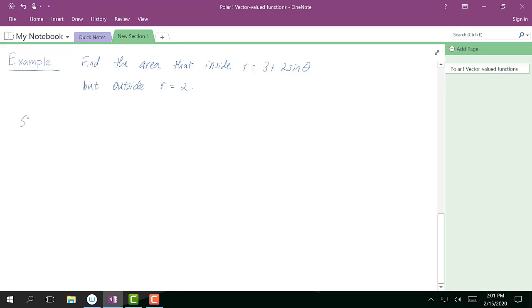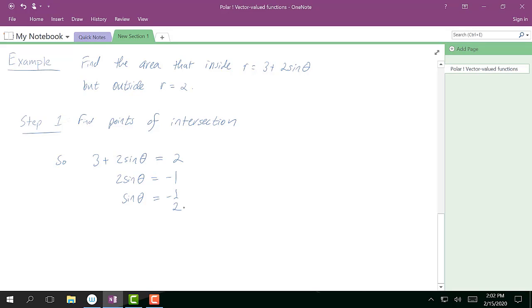So, step 1 is going to be find points of intersection. And again, these will be our bounds of integration. So, we see that when we set these equal to each other, we get 3 plus 2 sine of theta equal to 2. Solving this amounts to subtracting the 3, we get 2 sine of theta equals minus 1. Sine of theta equals minus 1/2.